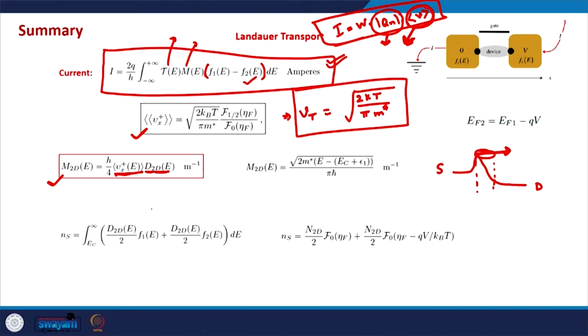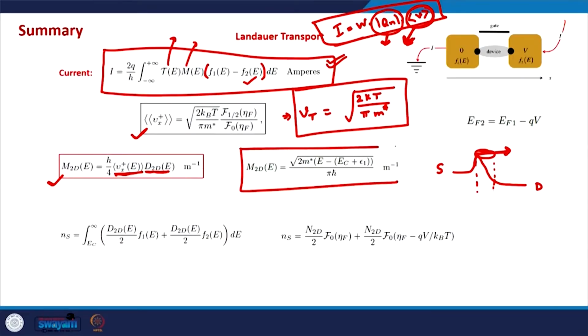In most of our analysis we have considered a 2D channel, and all the calculations have been done that way. But on similar lines the calculations can be done for a 1D channel or a 3D channel as well. So for a 2D channel, this is the expression for the number of modes if we put the density of states for a 2D channel in the expression.